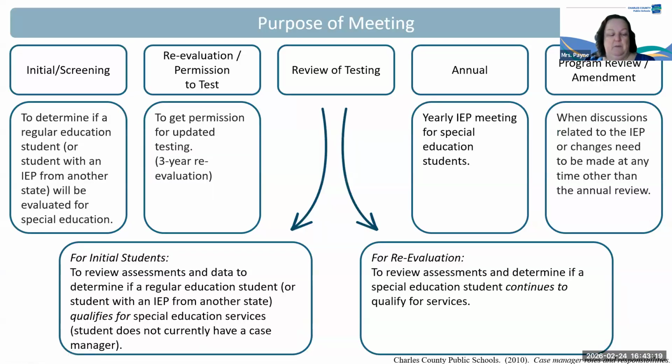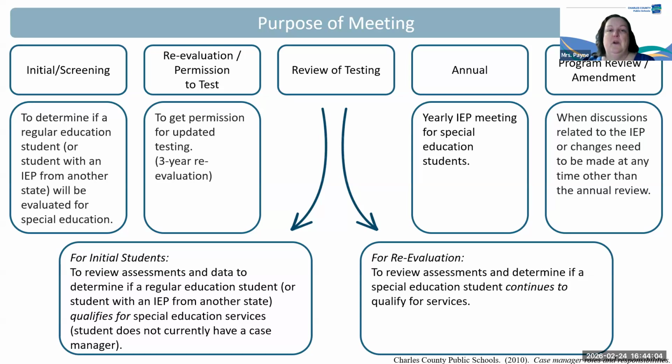So the purpose of the different IEP meetings can be different. The initial screening is to determine if a regular education student or a student from another state qualifies for special education services in our state. For a reevaluation or a permission to test, as we call it here in Maryland, we will retest every student every 3 years, unless the parents say that it's not necessary and we can just use the previous testing.